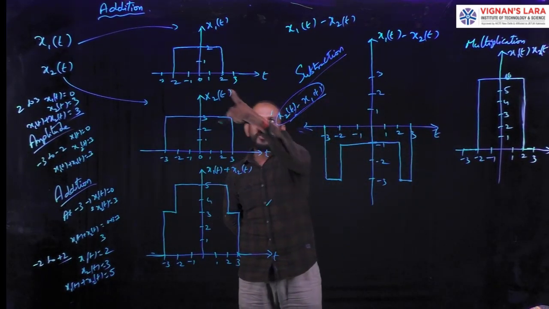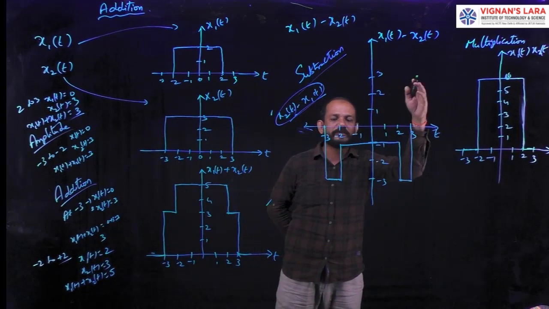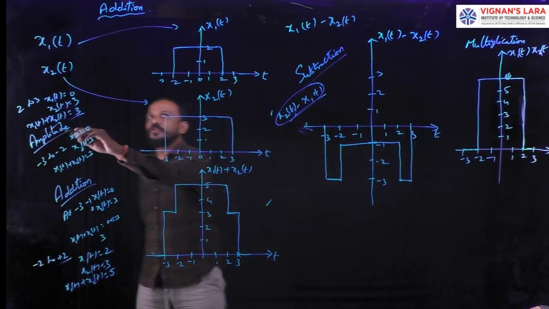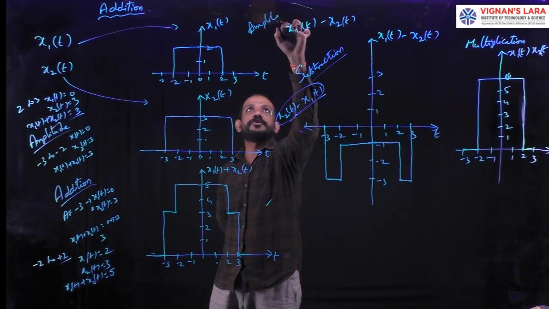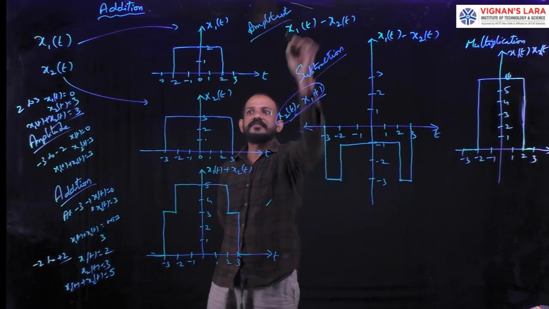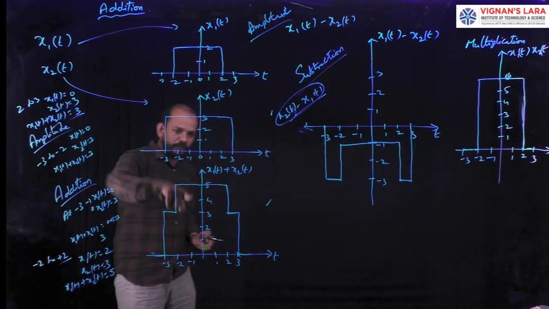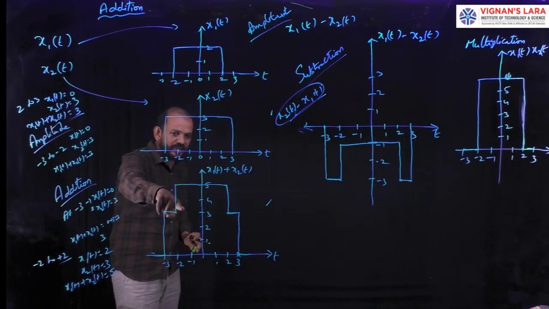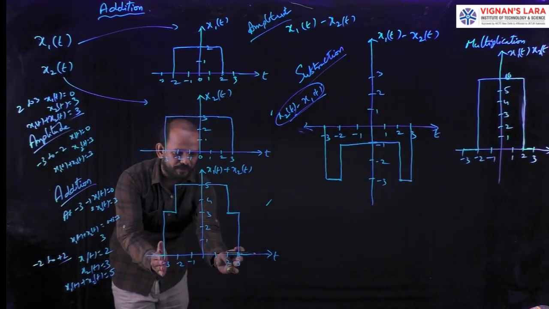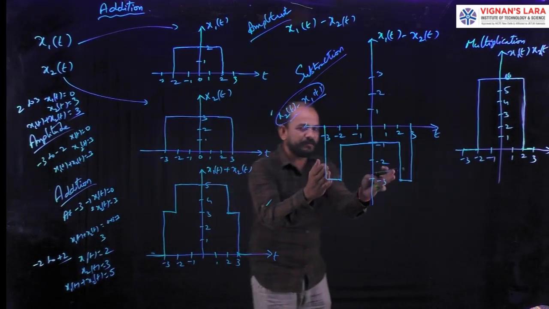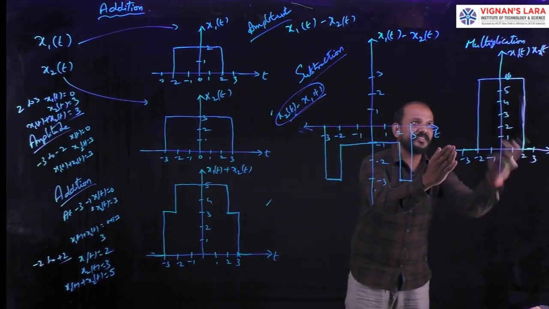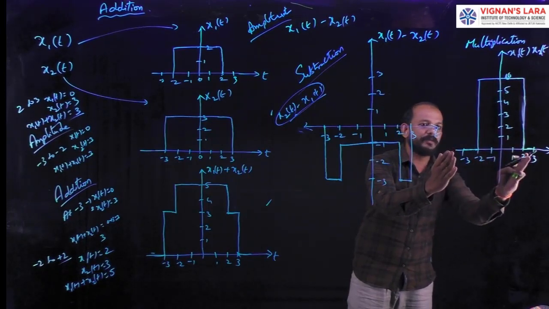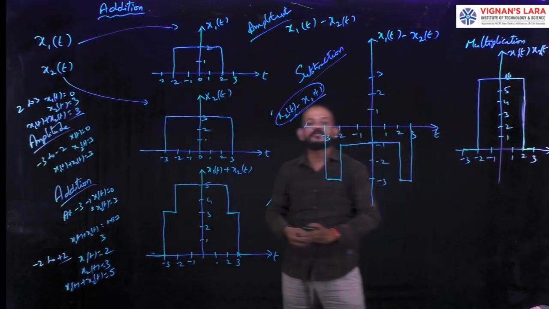Here, see, all these operations are with respect to the parameter amplitude. Hence, the variations are with respect to amplitude. Here, in addition, the variation is with respect to amplitude. Time is from minus 3 to plus 3. Here also, with respect to amplitude, there is a change. Time is minus 3 to plus 3. Here also, there is a change with respect to amplitude. The time is from minus 3 to plus 3.